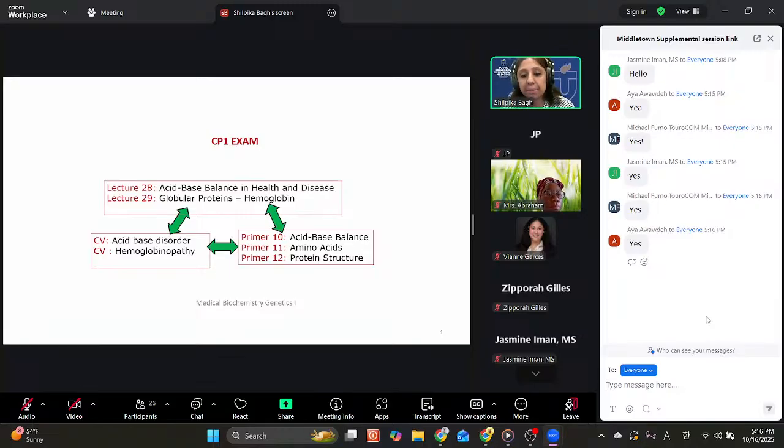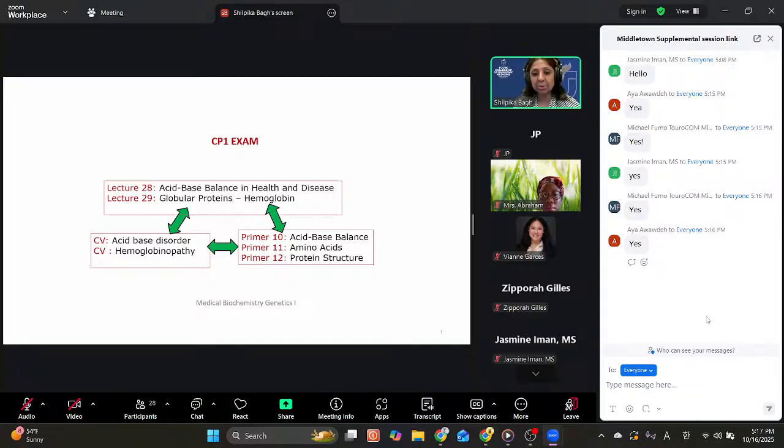Then we did primer for proteins. For protein primer, we did primary, secondary, tertiary, and quaternary structure. We identified the bonds that stabilize them. We talked about disease. For example, did we talk about Prion disease versus Alzheimer's disease? Yes, that was an extension of the primer into the lecture.